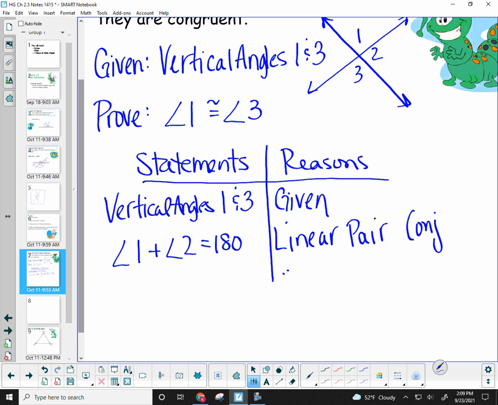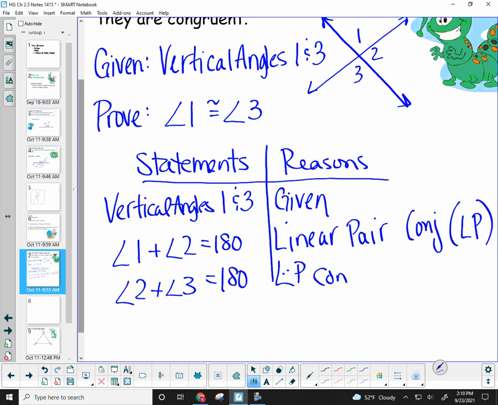Now, from here on out, I'm not going to write out the words linear pair. I'll write LP. I'll say linear pair, but I'm only going to write LP. You're welcome to do that too. Use it a lot. Okay, so linear pair conjecture says that angle 1 and 2 have to add up to be 180 degrees. Do we have any other linear pairs? 2 and 3. So I know that angle 2 plus angle 3 has to equal 180 degrees, again because of the linear pair conjecture.